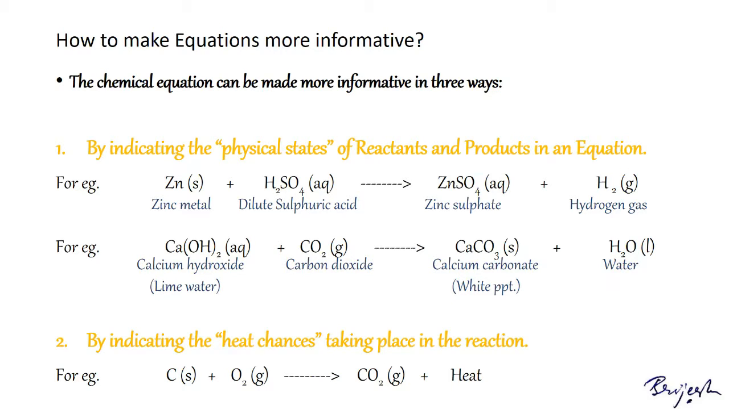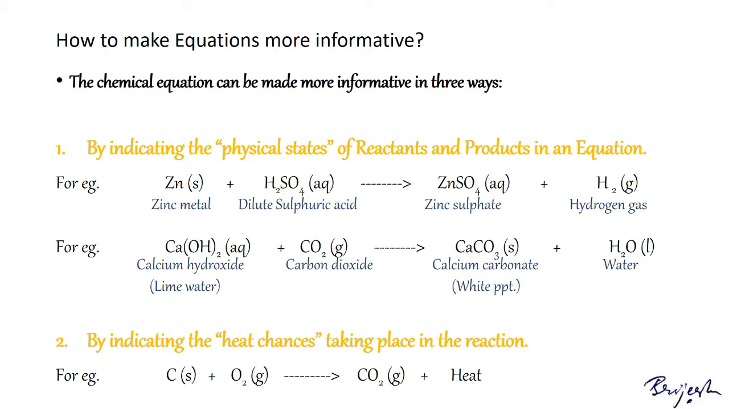There can be four physical states for the reactants and products of a chemical reaction, namely solid, liquid, aqueous, and gas. A solid state is indicated by the symbol S. Liquid state is indicated by the symbol L. Aqueous solution is nothing but a solution made in water, so it is indicated by the symbol AQ. Gaseous state is indicated by the symbol G. Now let us see some examples.